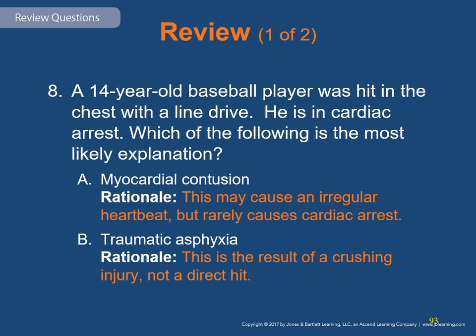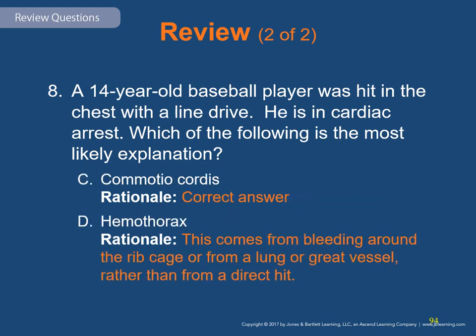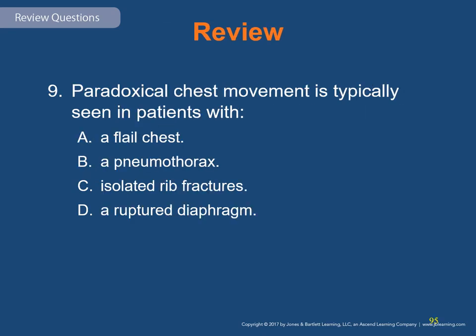A. This may cause an irregular heartbeat, but rarely causes cardiac arrest. B. This is a result of crushing injury, not a direct hit. C is the correct answer. D. This comes from bleeding around the rib cage or from a lung or great vessel rather than a direct hit. Review question 9. Paradoxical chest movement is typically seen in patients with A.